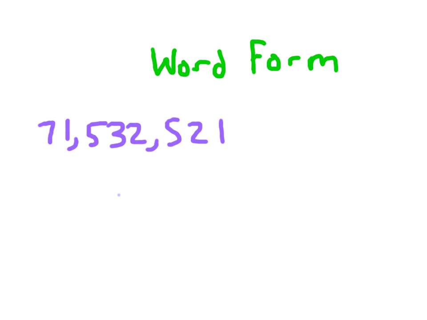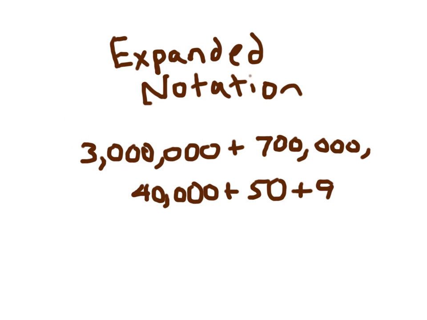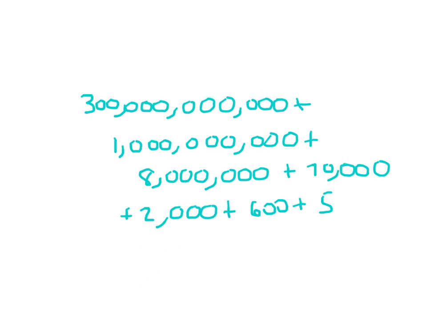You would say 71,532,521. So that's what you would write in words as well. This here's the expanded notation for 3,740,059. And here I've written that number back out in standard form. Okay, given this number within expanded notation, I could write it back in standard form.